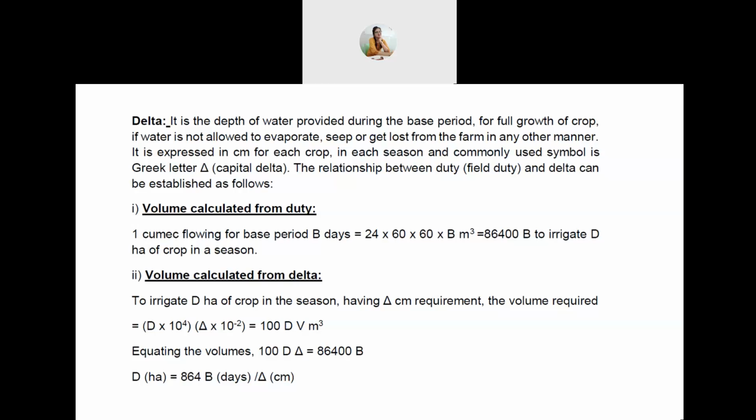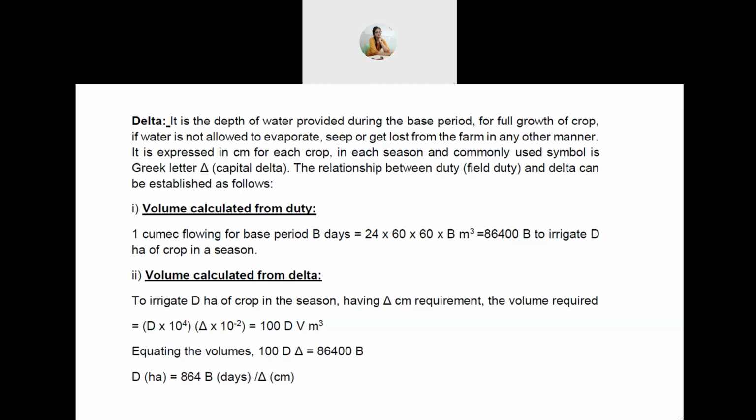Next, volume calculated from delta. To irrigate a duty hectare of crop in the season having a delta centimeter requirement, the volume required is shown here: D into 10 to the power 4, delta into 10 to the power minus 2, which is equal to 100 delta into D. V stands for volume, meter cube.